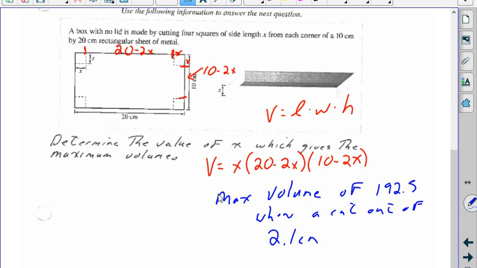So there's the answer to your question. So our graphing skills, our calculator skills that we used last year are going to be or could be tested.